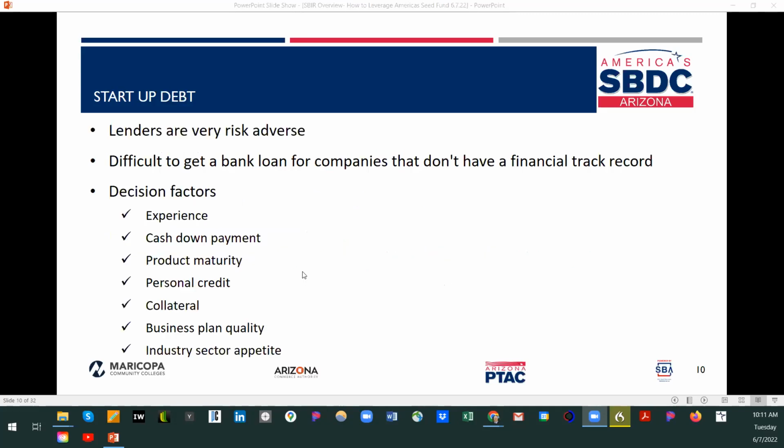With regard to debt, I just want to mention it a little bit. Lenders are really risk averse. So if you're an early stage company and you don't have a lot of collateral, it's really difficult for banks to loan to you if you don't have a financial track record. You'll see some advertisements for startup loans, but there are a lot of different things that go into that startup loan. They like to have a financial track record, but also your experience. There's usually a cash down payment required, 20 or 30%. How mature is your product? Are you ready to go to market?